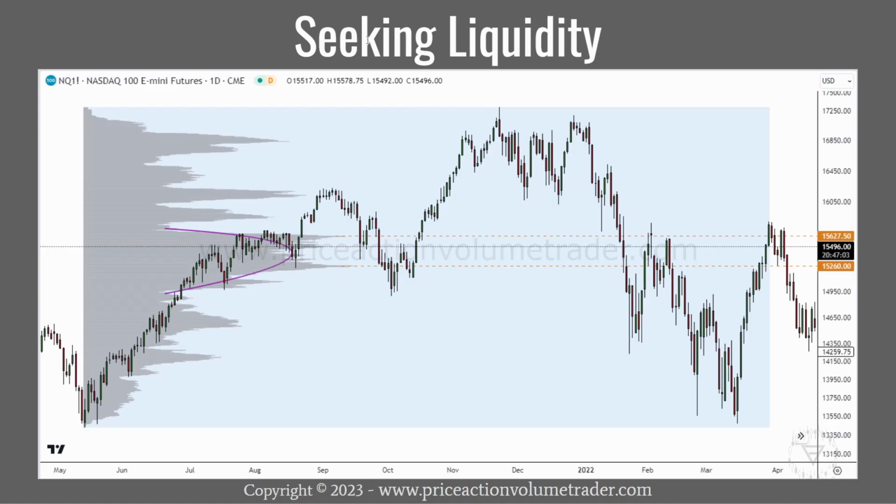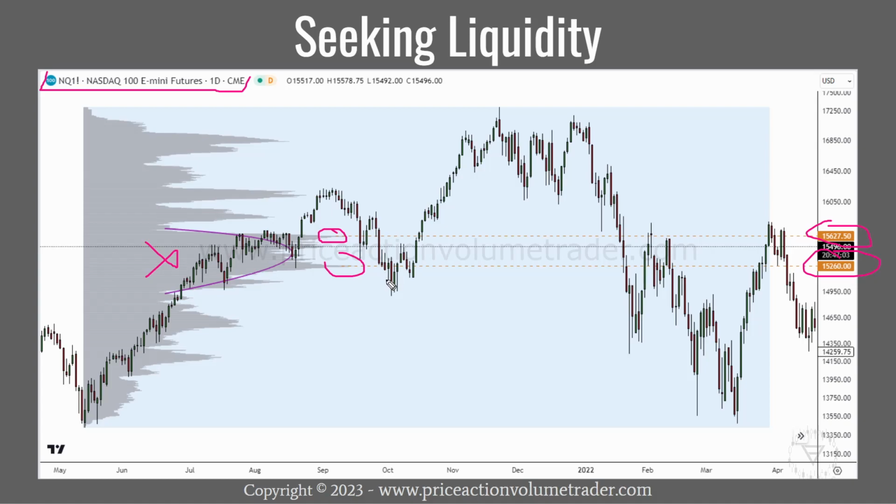And then the last one, what we're talking about, the profile of seeking liquidity. This is the NASDAQ daily chart. This is a long-term volume profile, and you can see marked off right here, this is the largest high volume node, and these two orange lines are the two main points of control, or the two price levels with the most traded volumes.